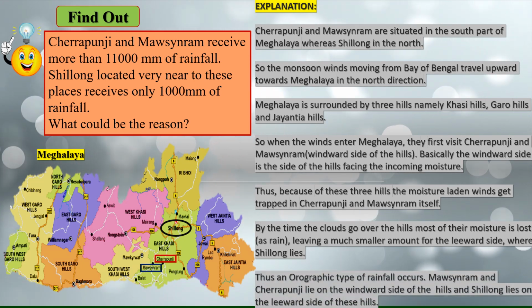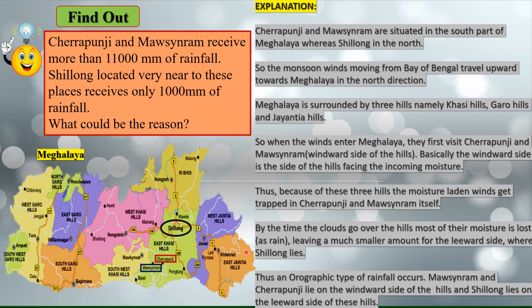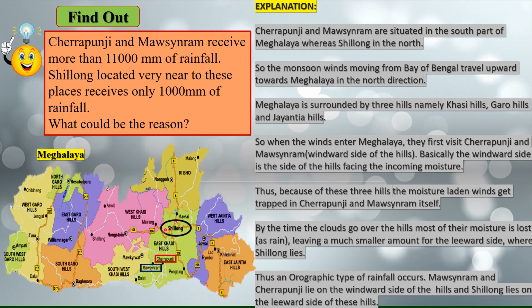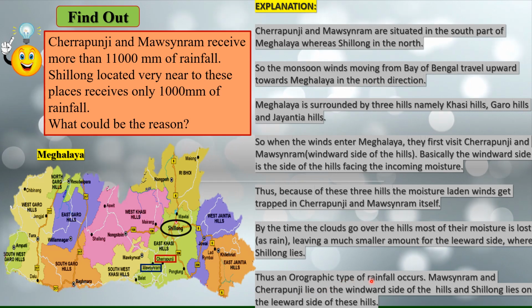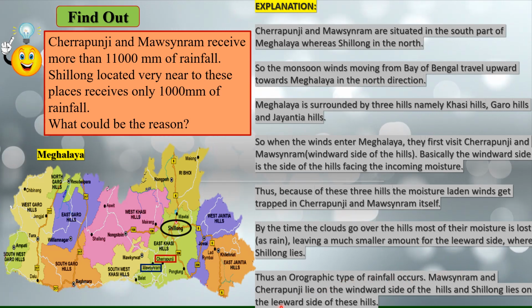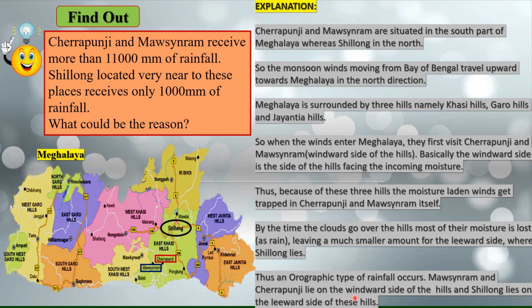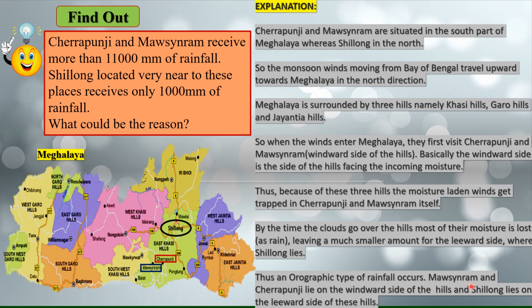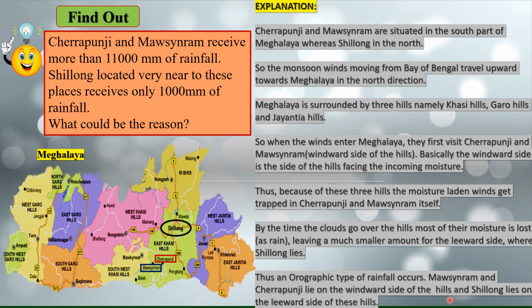Thus, we've already seen what orographic rainfall is. So an orographic type of rainfall occurs here. Mawsynram and Cherrapunji lie on the windward side of the hills, and Shillong lies on the leeward side of these hills.